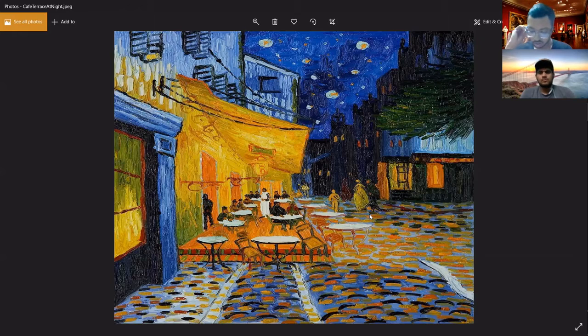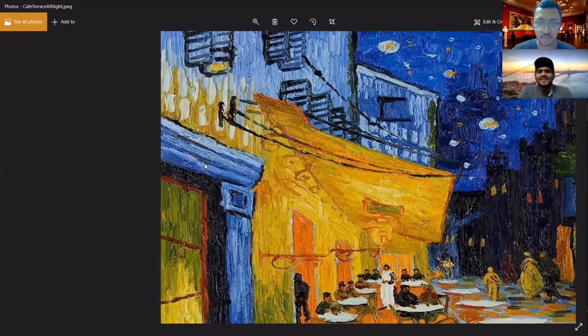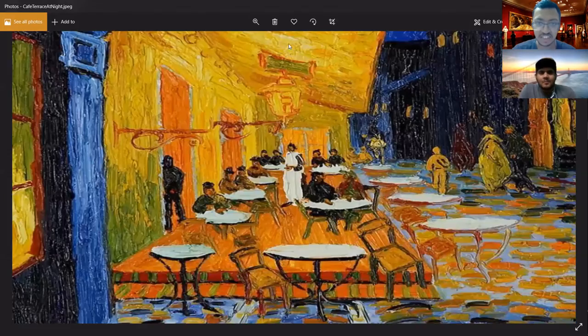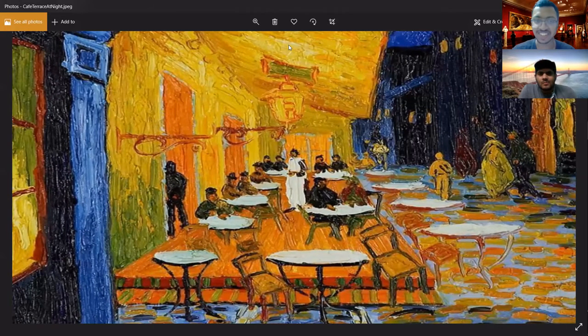Okay, so now let me ask you. Of the two paintings which you were shown before, do you find anything similar in this one? No. I'll give you a hint. Let's zoom in a bit. Now, do you feel something?